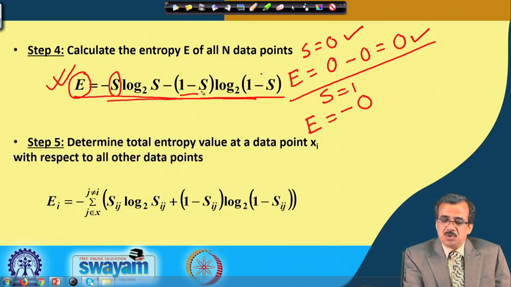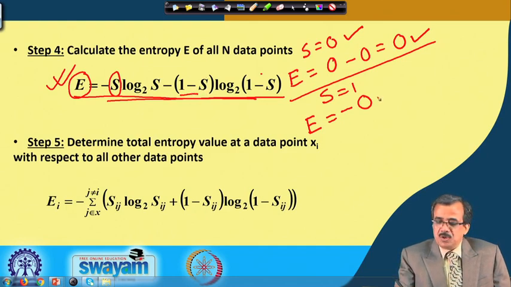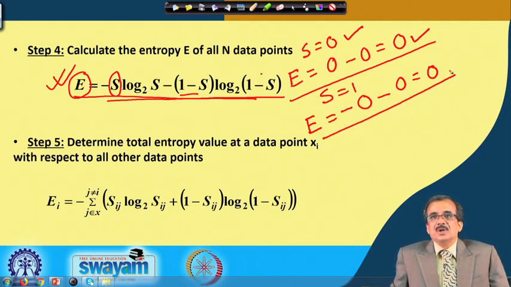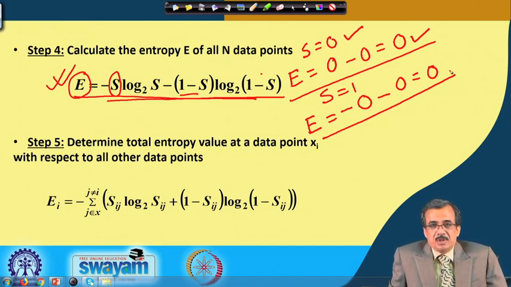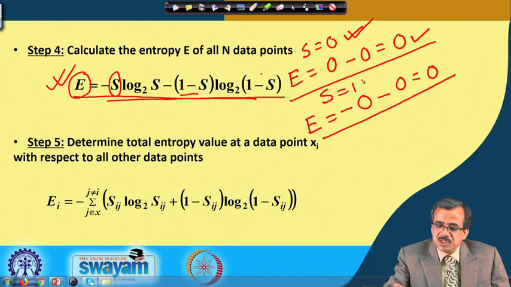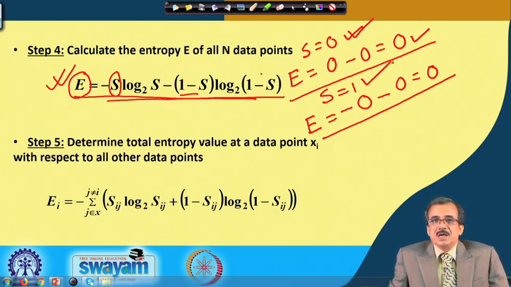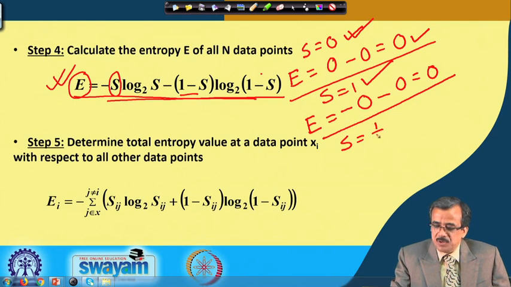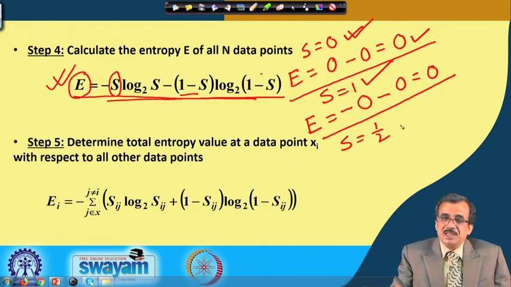Then comes your 1 minus S, which is 1 minus 1, so this will become 0. So, once again I will be getting 0. So, for S equals 1, that means when the similarity between the two data points is equal to 1, that means the Euclidean distance is equal to 0, then also the entropy becomes equal to 0. So, for the two extreme conditions, when the similarity equals 0 and the similarity equals 1, the entropy becomes equal to 0. Now, let us try to find out what happens when S is equal to say 0.5 or half, because S is in between now.